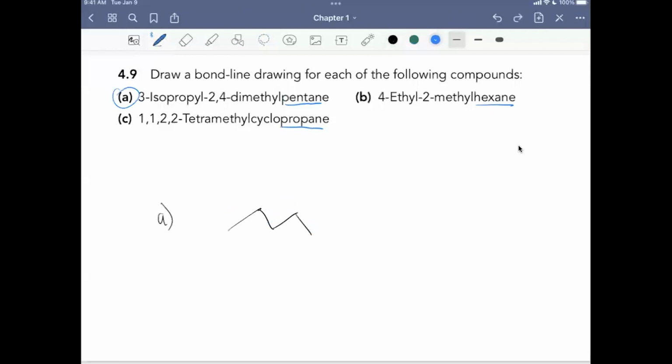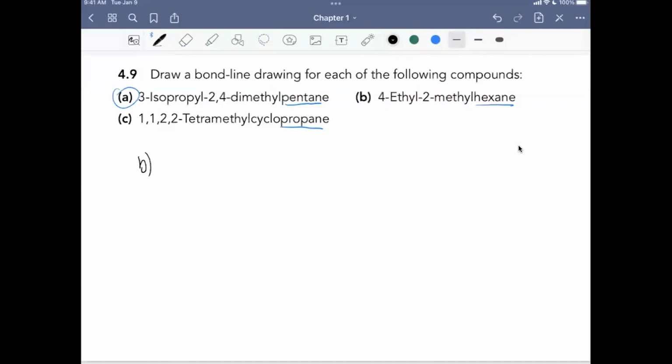And then if you guys want to assign numbers so you can know where those substituents should end up, you totally can. So on carbon 3 in our pentane, we should have an isopropyl. So I'll draw that. And then on 2 and 4, we should have methyl groups. And that is our compound. I'll draw it without those numbers as well. So that is going from the name to the compound. Okay, so that's for A.